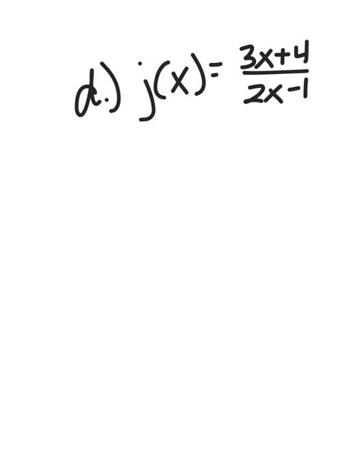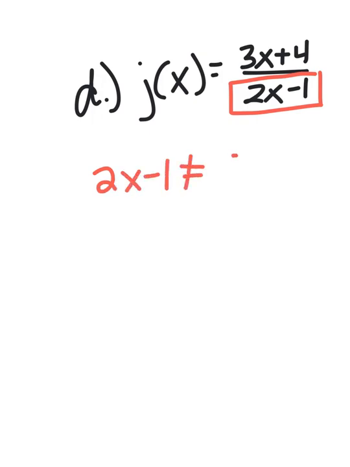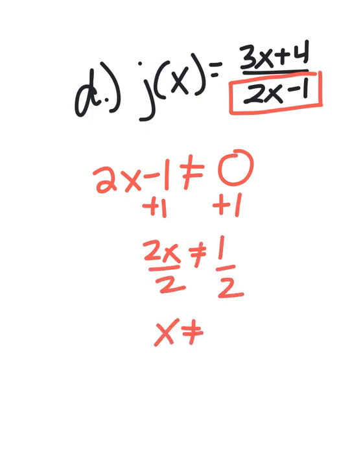So for D, I have 3x plus 4 divided by 2x minus 1, and I can't divide by 0. Whenever this denominator becomes 0, I'm going to have an undefined function. So I don't want 2x minus 1 to ever be equal to 0, because when that happens, I'm dividing by 0. If I solve for x, I get that x cannot be 1/2. Because if I plug in 1/2, I would be dividing by 0, which is not allowed.